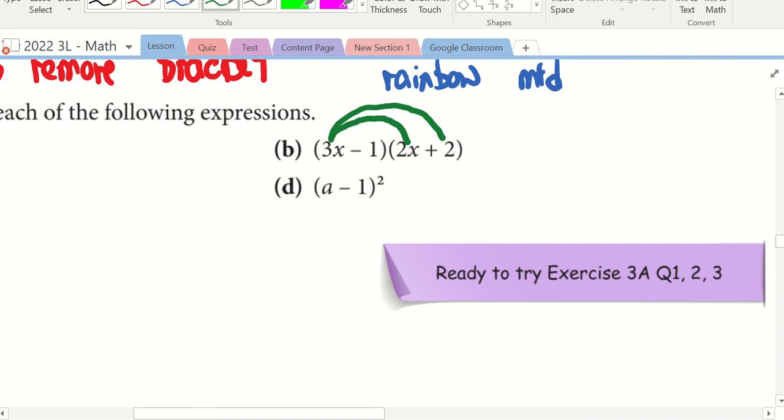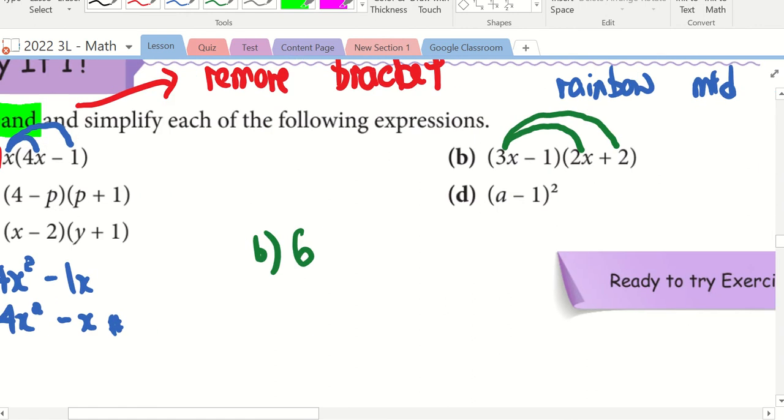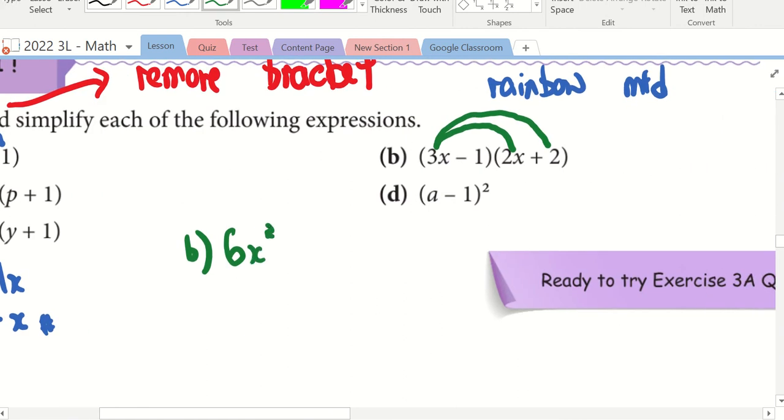So Danny, 3x multiplied by 2x will give us number times number. Thank you. Number times number, 3 times 2 is 6. X times x, letter times letter, x squared. Danny, how about the second arrow? 3x multiplied by 2. Okay, just 6x. There's only one single x.